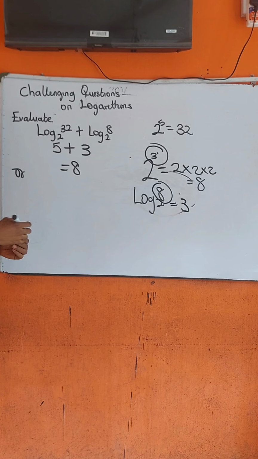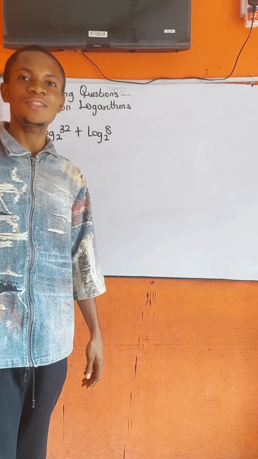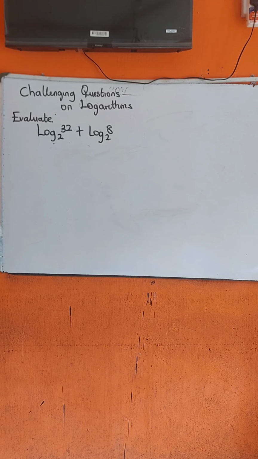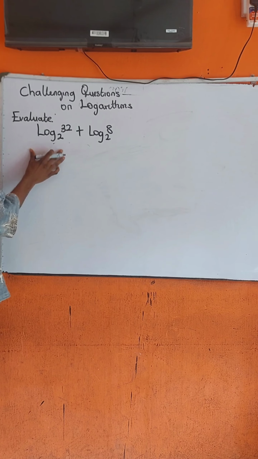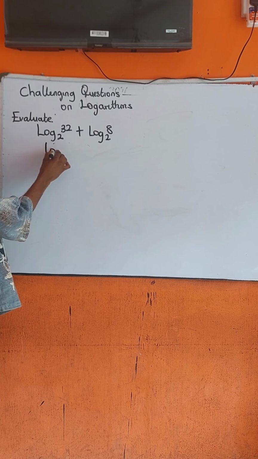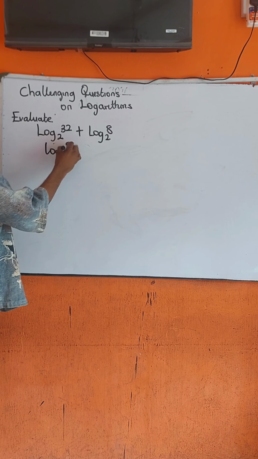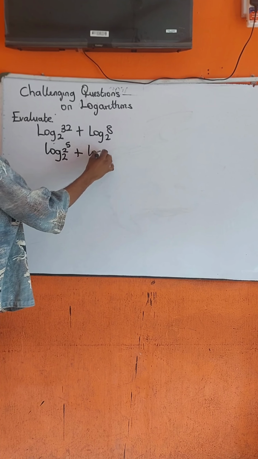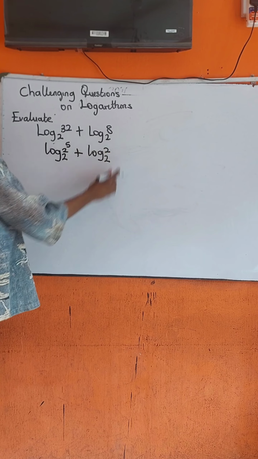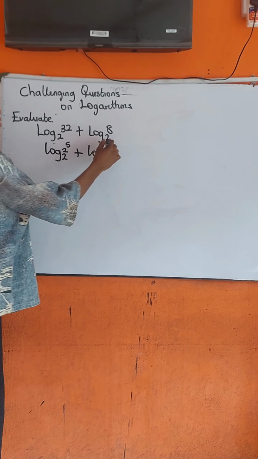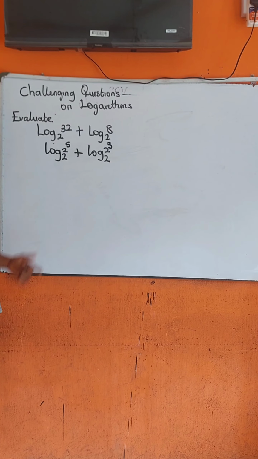Let's talk about method 2. I want to teach you another method of solving these questions. Okay, follow me. Log 32 base 2 can be written as log 2 base 2 raised to power 5 plus log 2 base 2 raised to power 3.